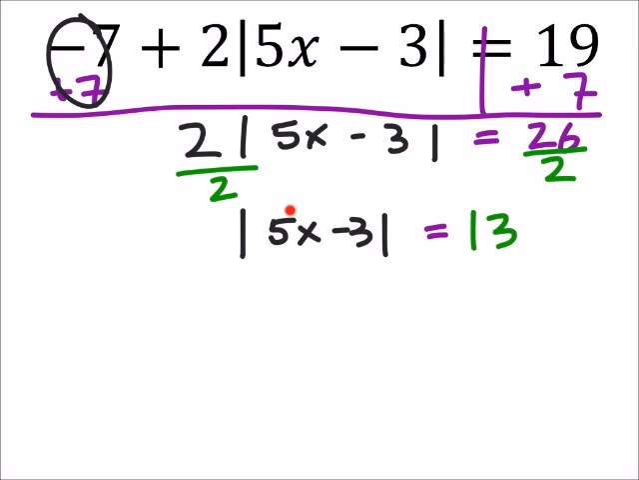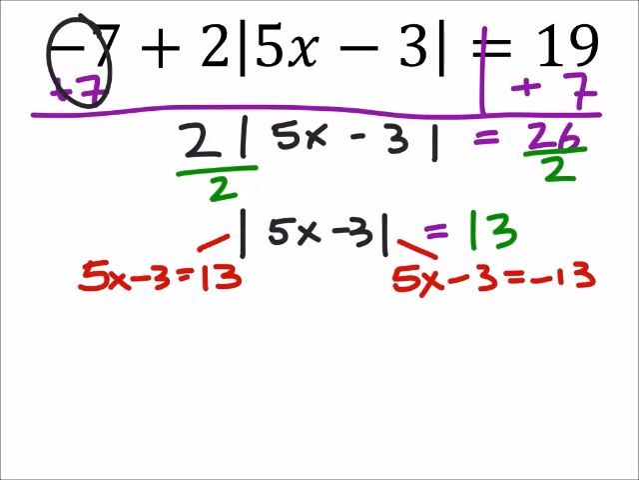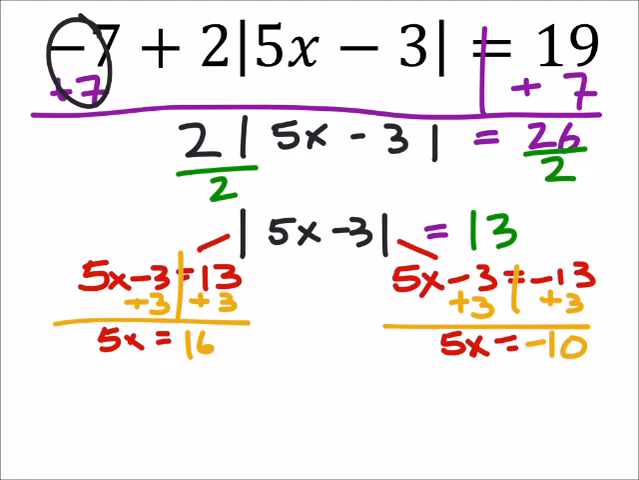Now, what this means is if I can get the inside of the parentheses to equal 13, it will come out as a positive 13. If I can get the inside of the absolute value to equal a negative 13, it also will come out as this positive 13. So I'm going to write both of those as separate equations, showing that if I can get 5x minus 3 to be positive 13, then it will come out as a true statement. But if I can get it to be negative 13, also it will come out as a true statement. So I'm going to add 3 to both sides of both equations. And now we got these two new equations.